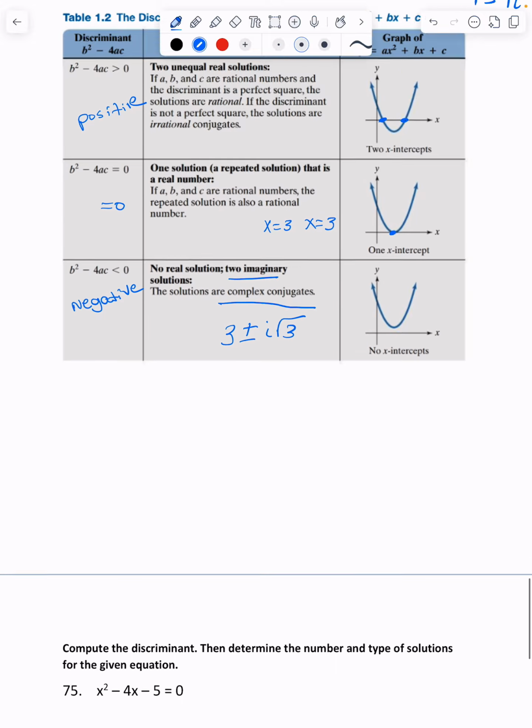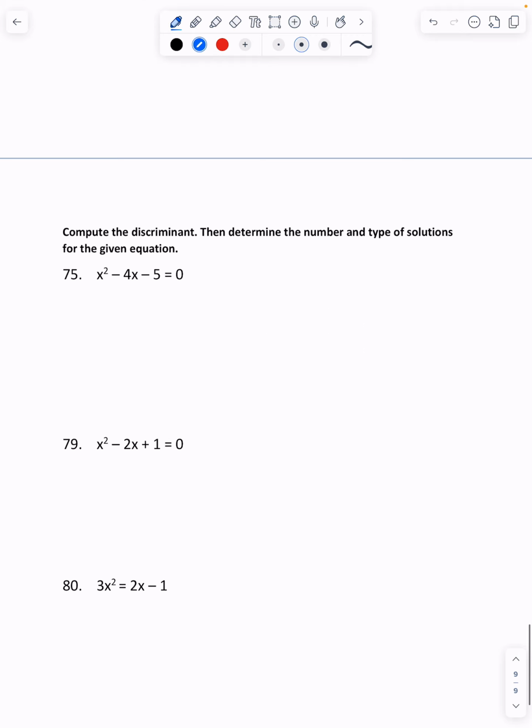All right, so they asked me in the next part to find the discriminant first of all, and then determine the number and types of solutions. Remember, I don't have to do the whole quadratic. I'm just evaluating b squared minus 4ac. So in this problem, b would be negative 4. My a would be the number in front of the x squared, which is 1. And my c is negative 5. And we're just going to plug that in.